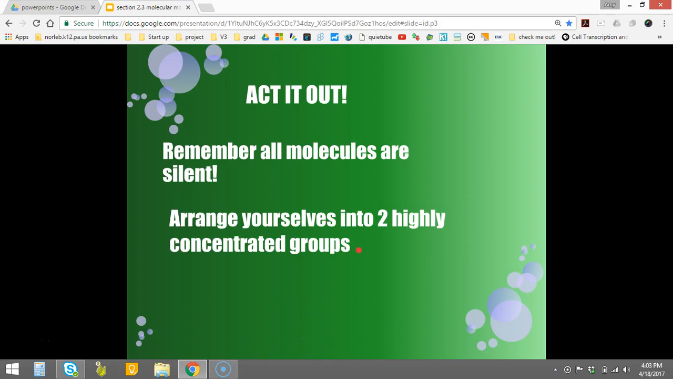In your action scene, I want you to arrange yourselves into two highly concentrated groups. So, get up out of your seats, find your way to different areas of the room. Remember, all molecules must be silent and moving. Once you've found yourself in two highly concentrated groups, then you may diffuse into equilibrium. Show me what equilibrium looks like.